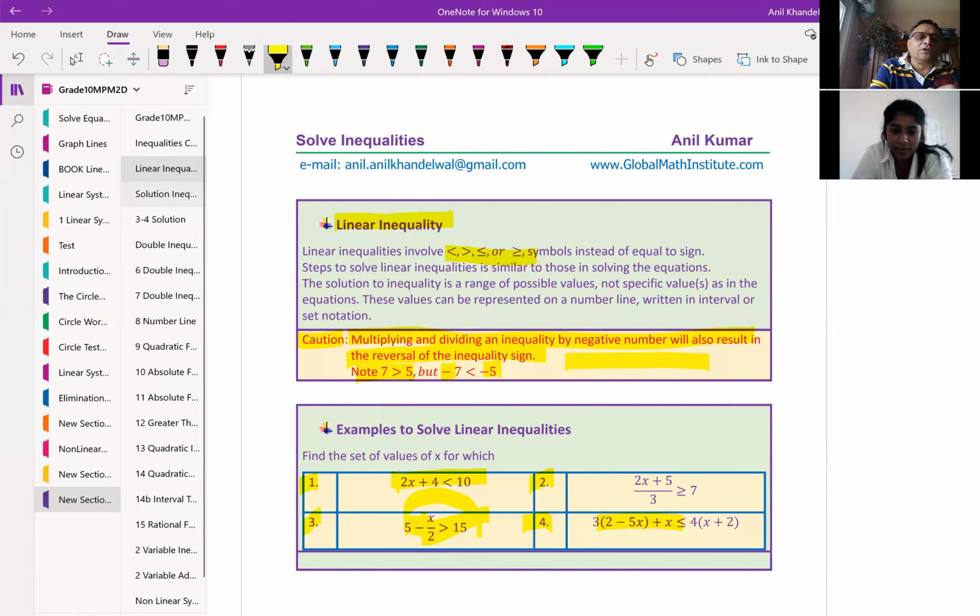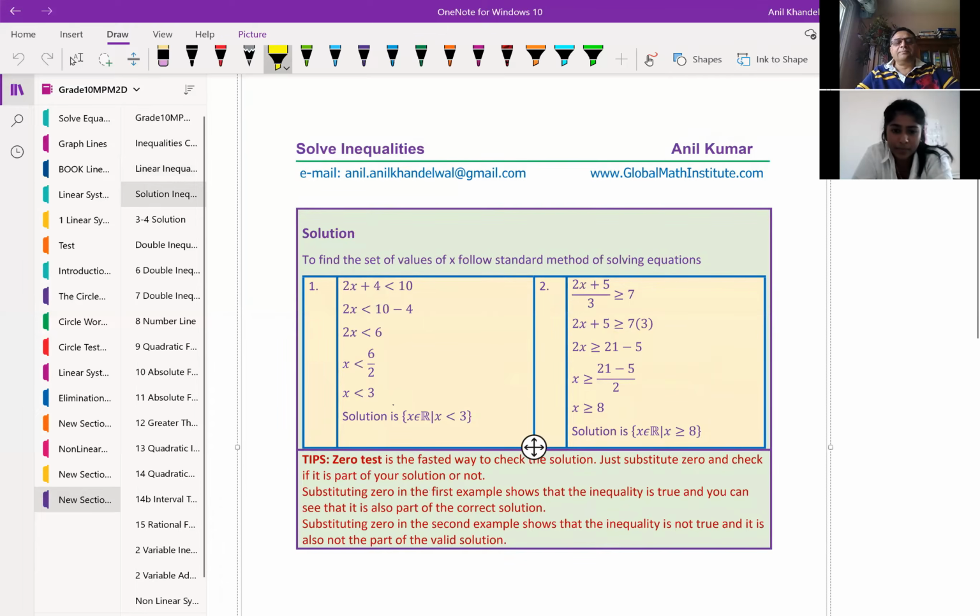Perfect. So you know how to solve it, and that's a good starting point. So basically what we will do is, here is the inequality. You do the normal algebra thing, write down your answer clearly, so it could be written in the set form as shown here.